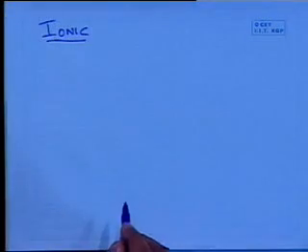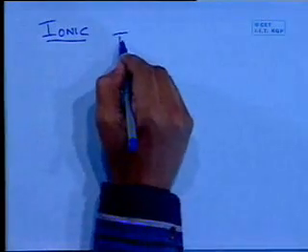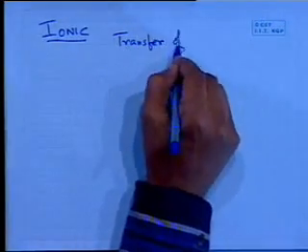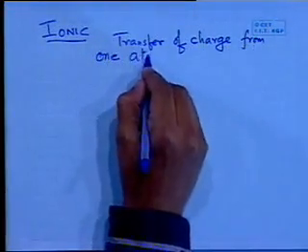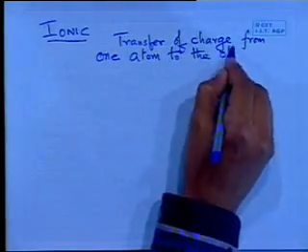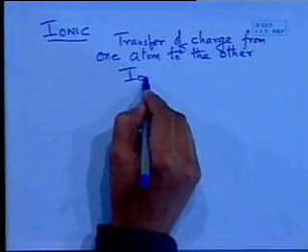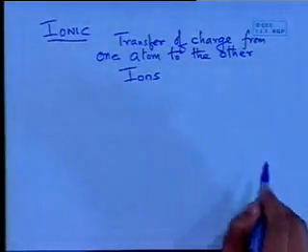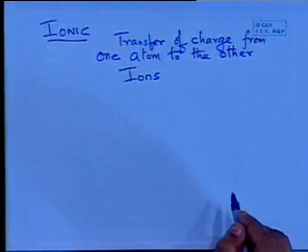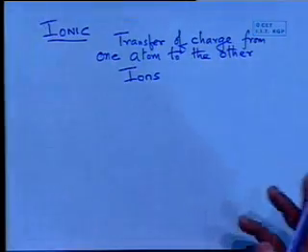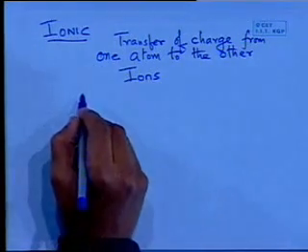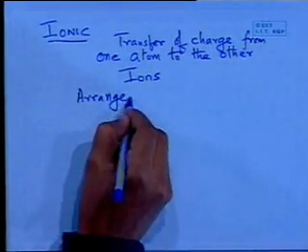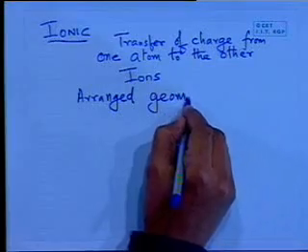Let's take up each of the bonds in turn and look a little more at them. I begin with the ionic bond, which we all know involves the transfer of charge from one atom to the other. When we do that, we produce what are called ions. A neutral atom losing an electron gains a positive charge. A neutral atom gaining an electron acquires a negative charge. And it is then the ions that are responsible for producing the ionic bond. These ions in an ionic bond are arranged geometrically in what we refer to as the crystal structure.